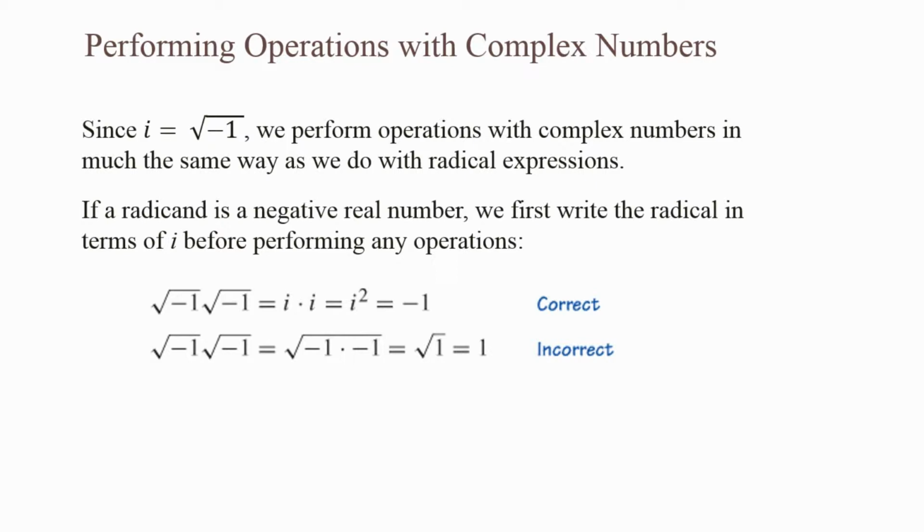What this means, if I have the square root of -9 times the square root of -4, the square root of -9 is actually 3i, and the square root of -4 is 2i. 3 times 2 is 6, i times i is i squared, which means my answer is -6.